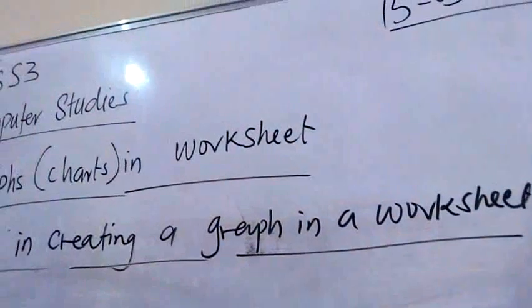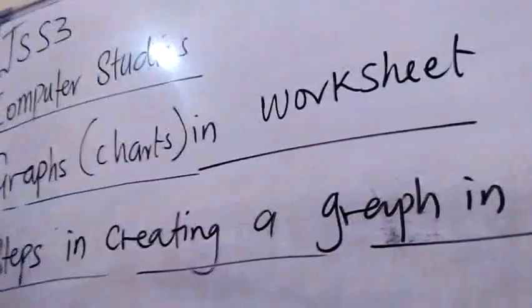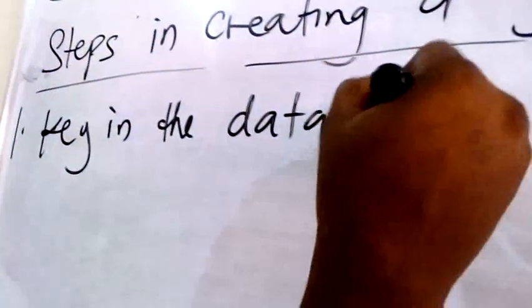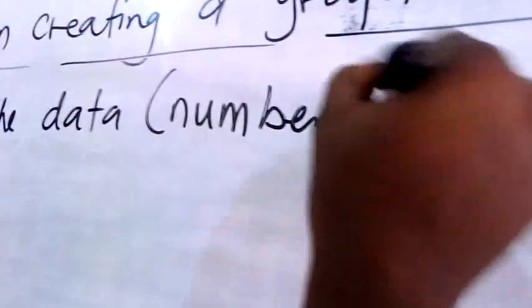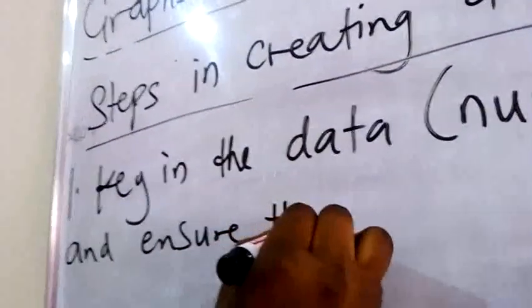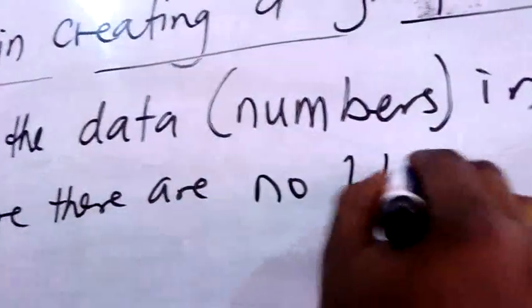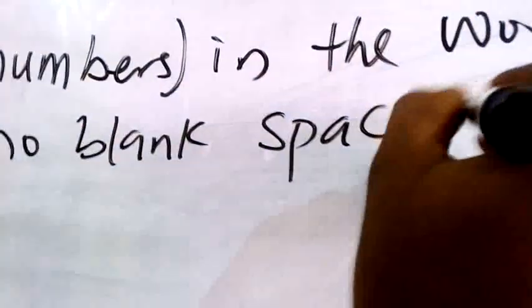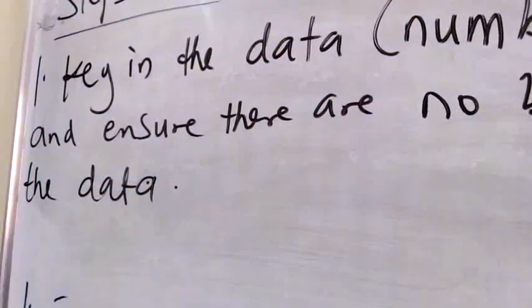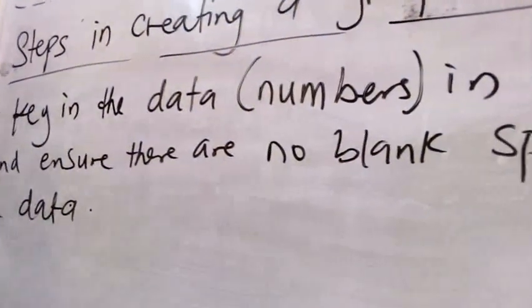In creating a graph in a worksheet, for example Excel, number 1, we key in the data as numbers in the worksheet and ensure there are no blank cells between the data. That's step 1.